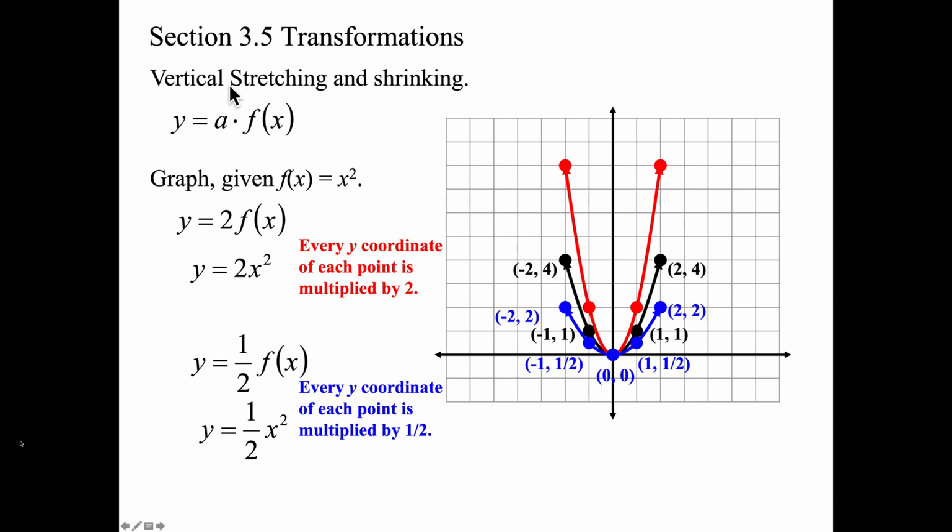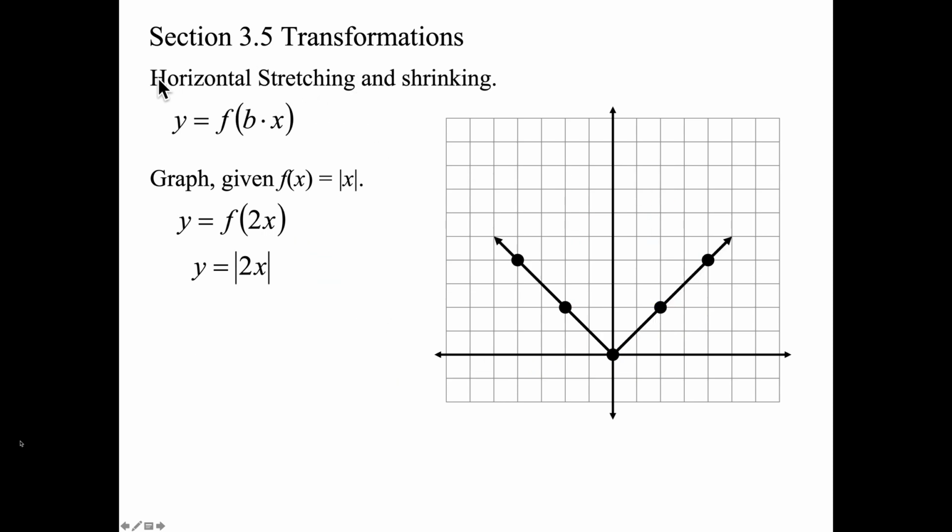Now, the next type of shrinking and stretching we can do is horizontally. That's where something is being multiplied to the inside of my function. But remember, if it's on the inside, it has an opposite effect. So here we're going to look at the absolute value graph because it's easier to change these numbers because they're basically on straight lines. But the absolute value graph, there's my V-shaped curve.